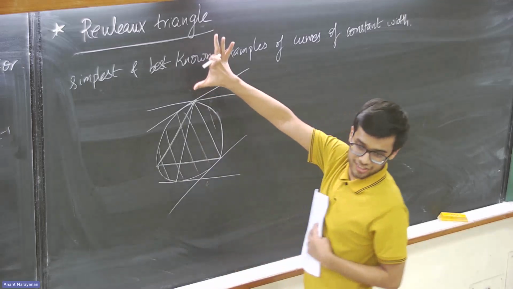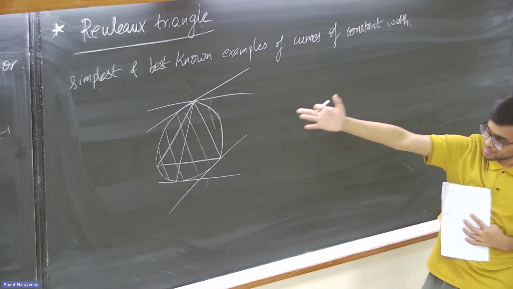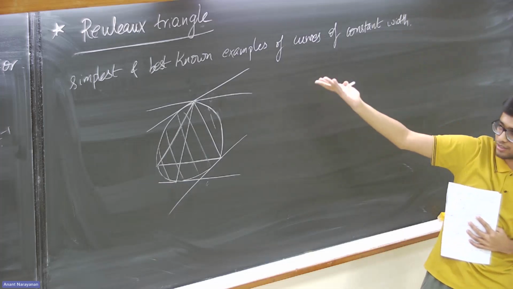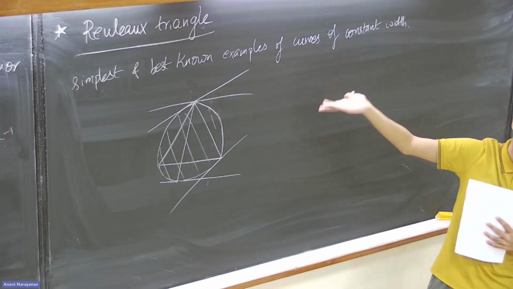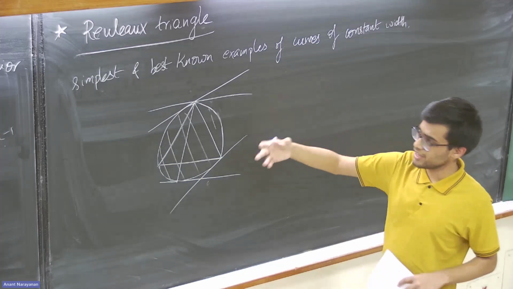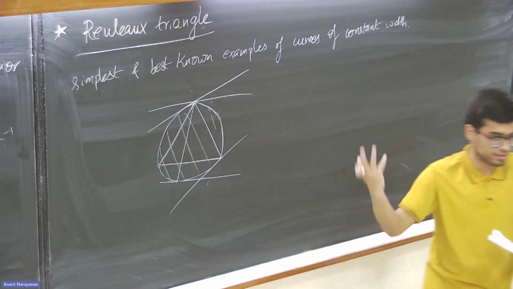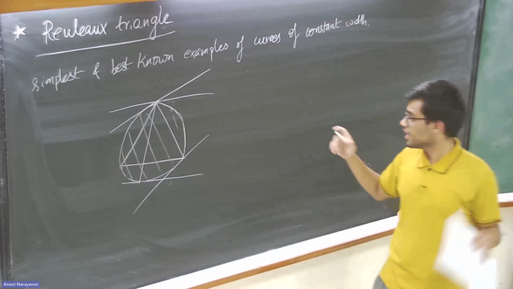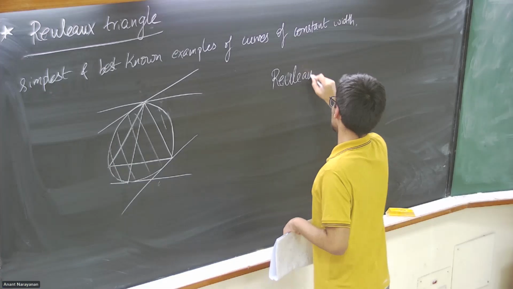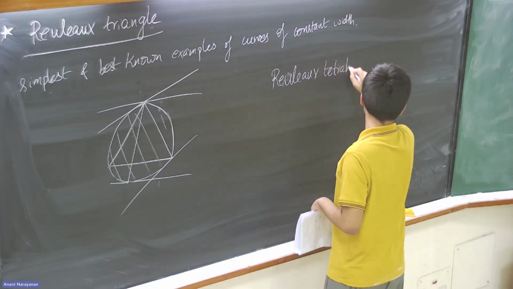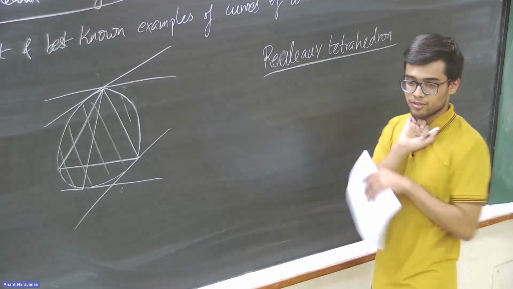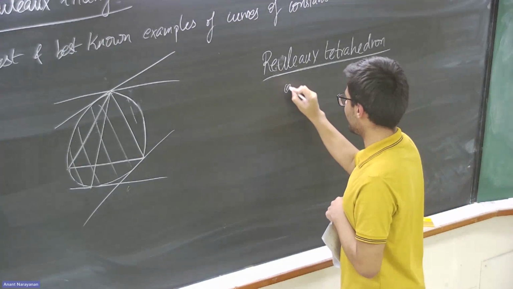Now, this is a 2D construction, but I wanted to ask you guys, can you suggest some method of constructing it in 3D? What is the natural way to construct a surface of constant width in 3D from this construction? Tetrahedron. You take a regular tetrahedron, and over there you again consider these balls and take the intersection, you'll get some shape, and that is called the Reuleaux tetrahedron. But we haven't really established the fact that this is a surface of constant width. So for now this is a candidate.